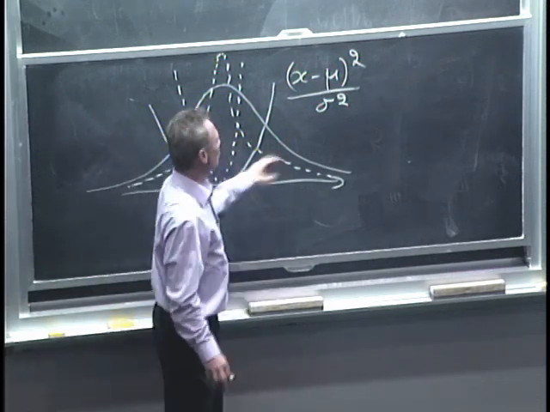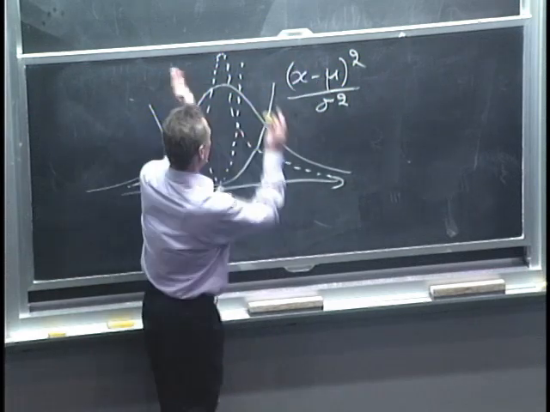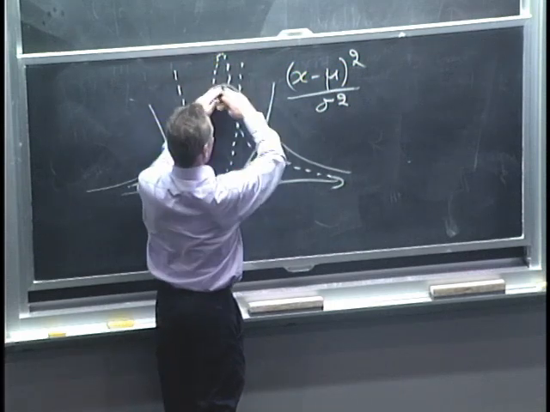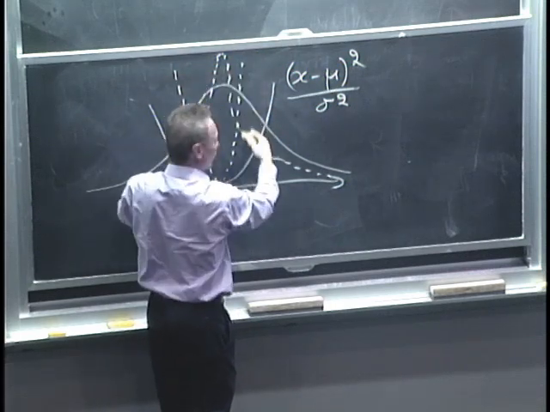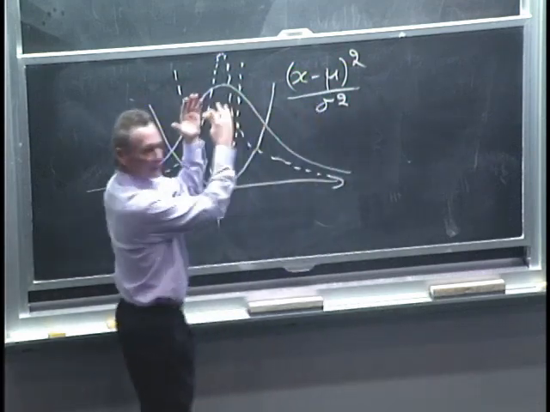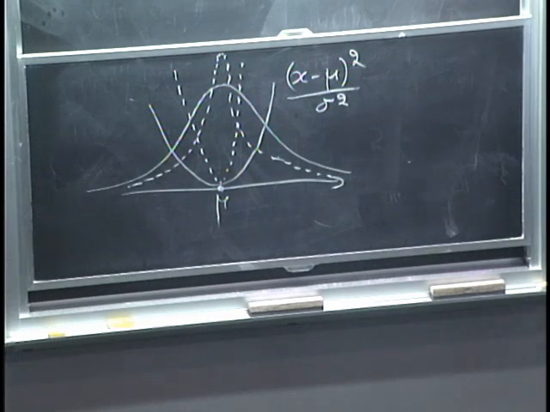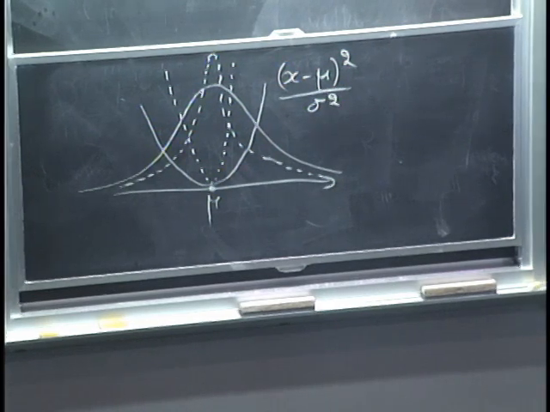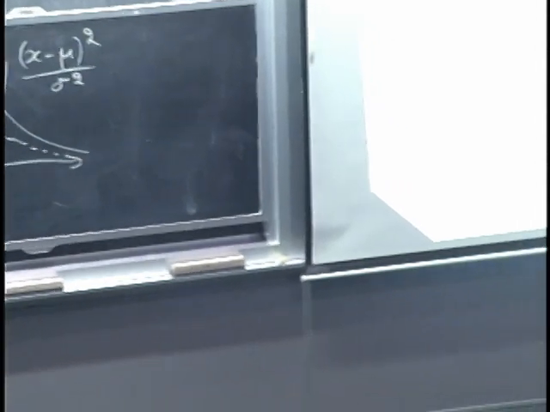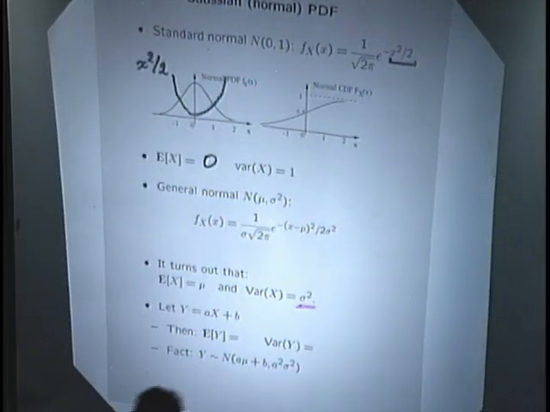Let's see, which way does it go? If sigma is very small, this is a big number, my parabola goes up quickly, which means my Gaussian, my normal, falls off very fast. So small sigma corresponds to a narrower density. And so it should be intuitive that the standard deviation is proportional to sigma, because that's the amount by which you're scaling the picture. And indeed, the standard deviation is sigma, and so the variance is sigma squared.